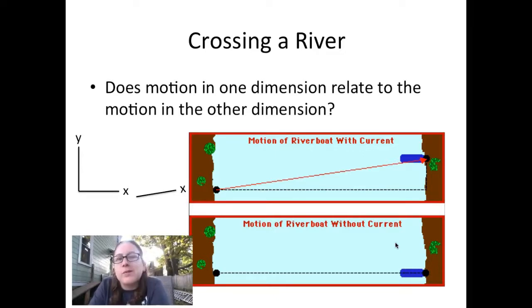So, back to our original question, does motion in one dimension relate to the motion in the other dimension? Do I need to think about this as x and y, or can I just very simply define it as motion along a diagonal? So to think about this a little deeper, let's draw it out. Let's imagine some numbers. Let's put some real-life pictures into the scenario, and let's see what happens.